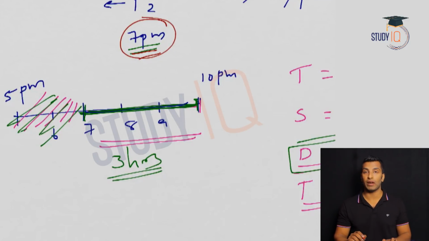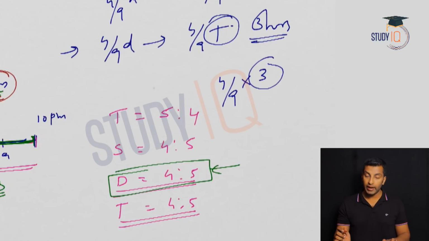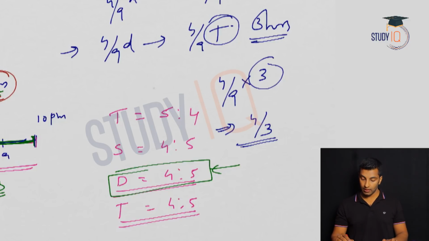That is a common time of travel. The possibility of meeting is during this time. So that's why 4/9 of 3. So we will write 4/9 into 3, and you will get it as 4/3. So 4/3 means 1 hour 20 minutes.